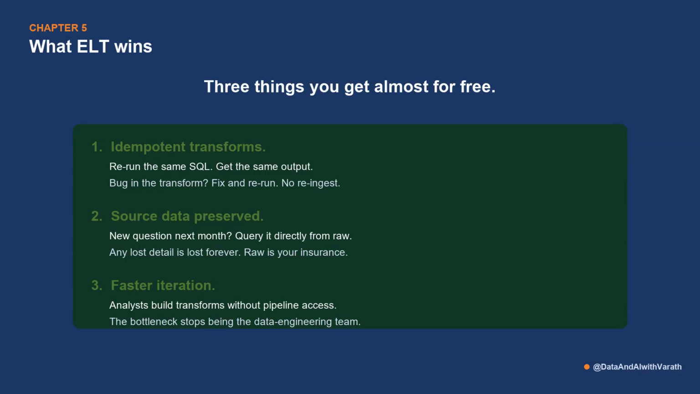Three things ELT gives you almost for free. 1. Idempotent transforms. Rerun the same SQL, get the same output. Bug in your logic? Fix and rerun. No re-ingest needed. 2. Source data preserved. When a new question shows up next month, you query directly from raw. Any lost detail is lost forever, so raw is your insurance policy. 3. Faster iteration. Analysts build their own transforms in SQL without touching the ingest pipeline. The bottleneck stops being the data engineering team.